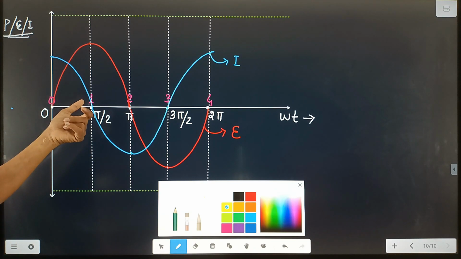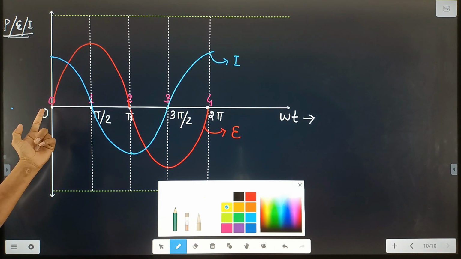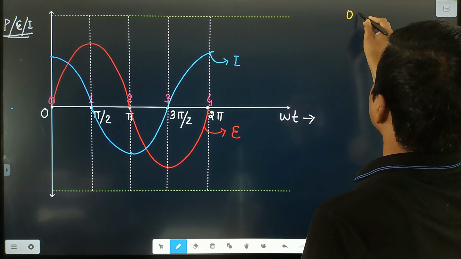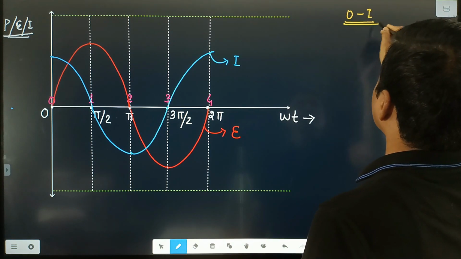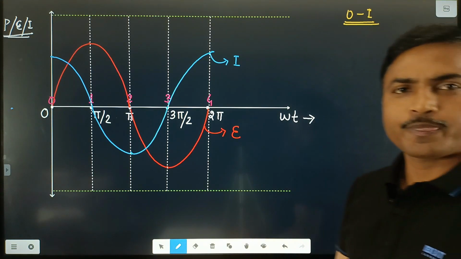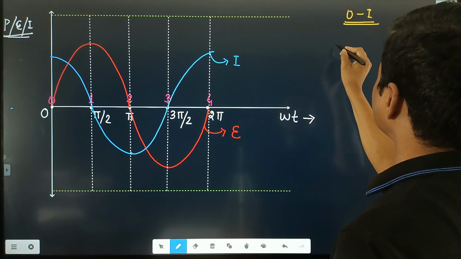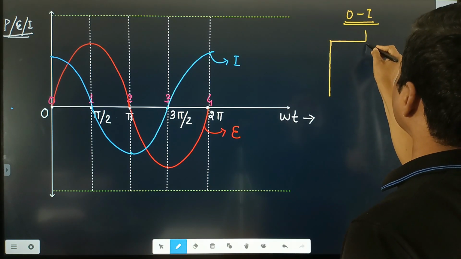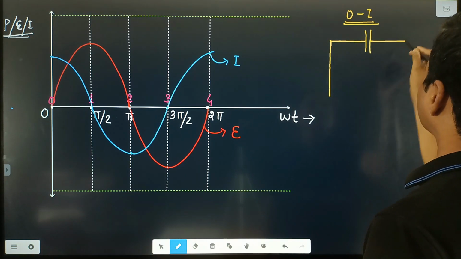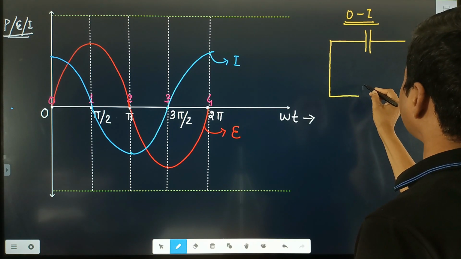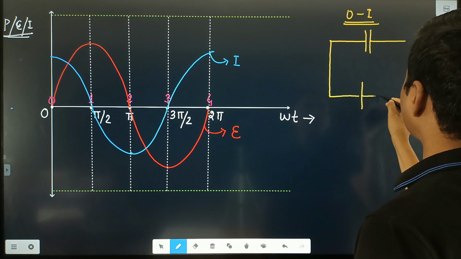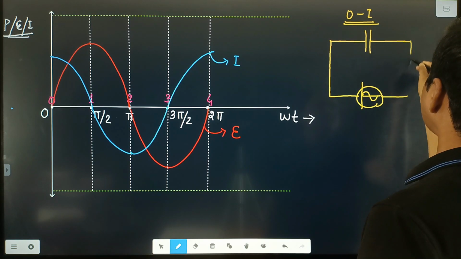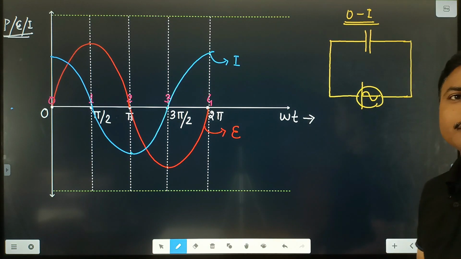Now, between 0 to 1, which means between phase 0 to pi by 2, what happened? Circuit is just like this. This one is your circuit. These are the external wires, and this one is your capacitor, and this one is your alternating EMF. This is the circuit.